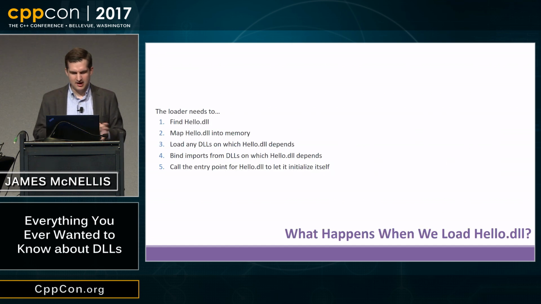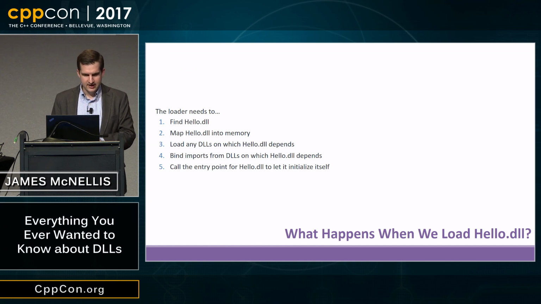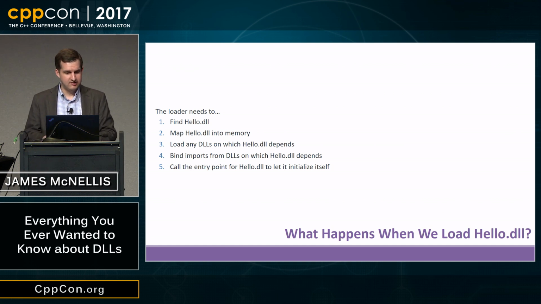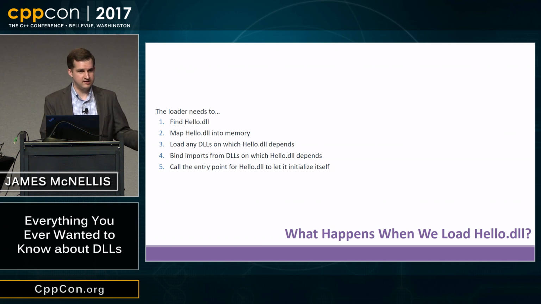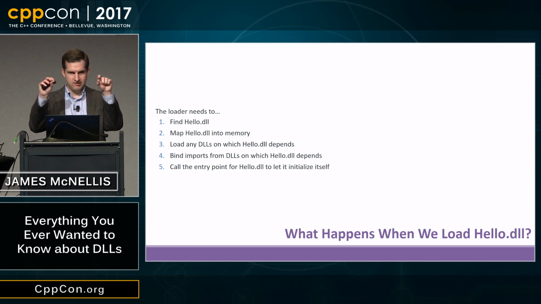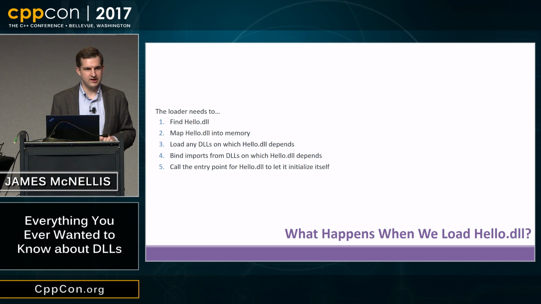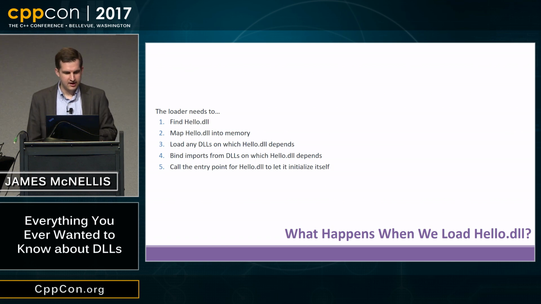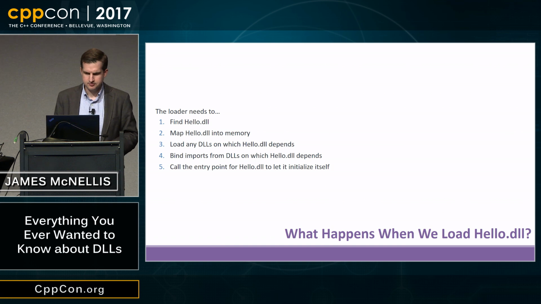So we're going to look at 5 steps, basically. So first, the loader needs to find hello.dll. It needs to map it into memory correctly. It needs to load any DLLs that our hello.dll depends on, any implicit dependencies that it has. It's going to bind imports from DLLs on which hello.dll depends, so it needs to actually go and initialize those function pointers like __imp_getGreeting that we had. And then it needs to call the entry point for hello.dll to let it initialize itself.